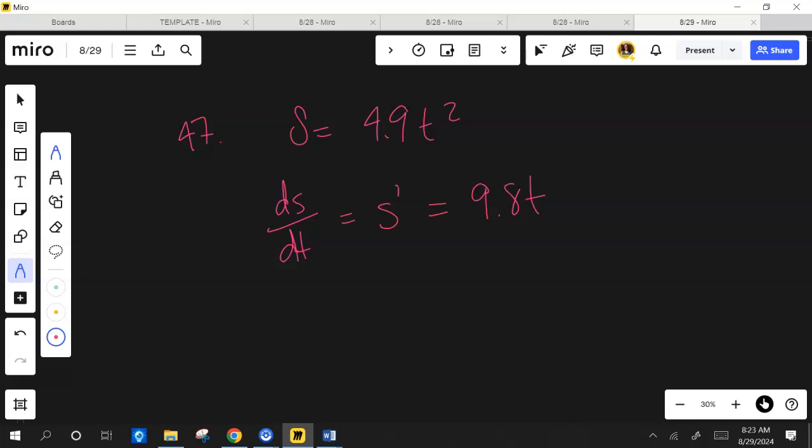Yes? The second derivative is just 9.8. That's literally all you had to do. Logan, I will strangle you.